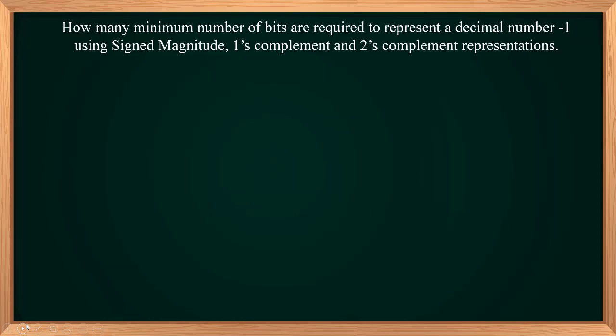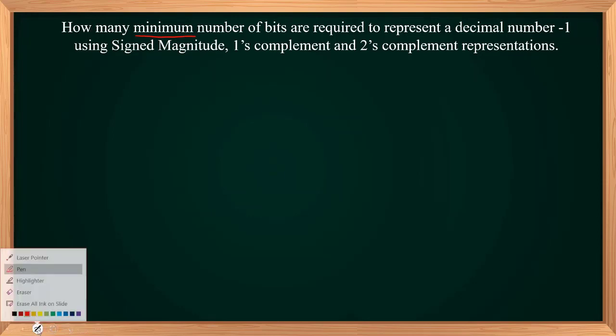Hi all, here we have a question to discuss: what is the minimum number of bits required to represent the decimal number -1 using signed magnitude, 1's complement and 2's complement representations. Here the word minimum is important.